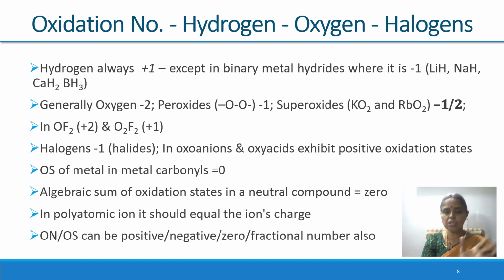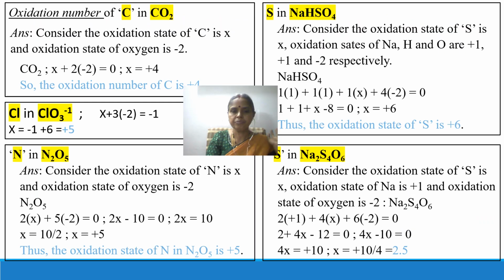Based on these rules, in the next slide we will see some indicative examples. You can work out the examples on your own as homework, but for clarity and better understanding, in the next slide we will work out the oxidation numbers for some indicative examples.